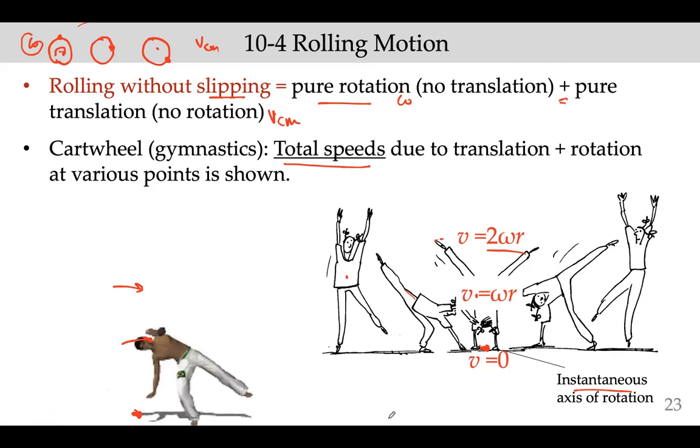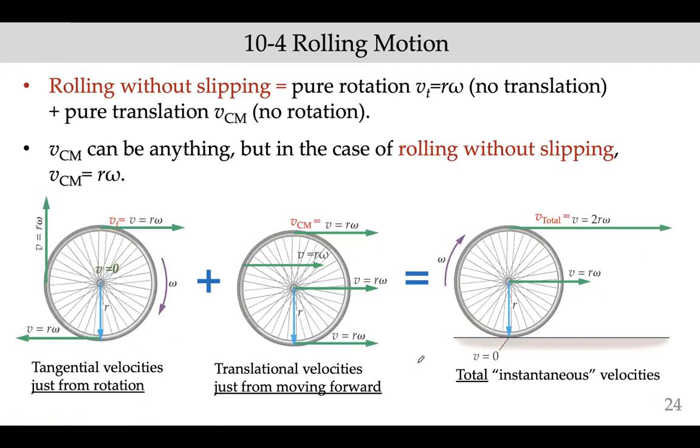Now, let's prove that's true. These numbers are true in the next slide. So we said rolling without slipping is pure rotation plus pure translation. Pure rotation at any point in the wheel creates the tangential velocity, right? It has tangential velocity at different points. And we learned that it was r times omega. It's the definition of the tangential velocity. And at every point, it's r times omega if you are at a distance r from the center.